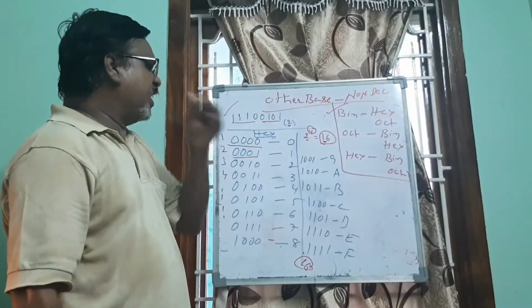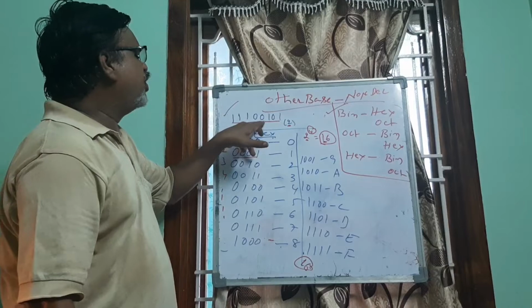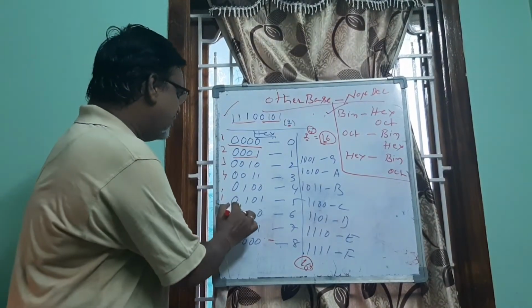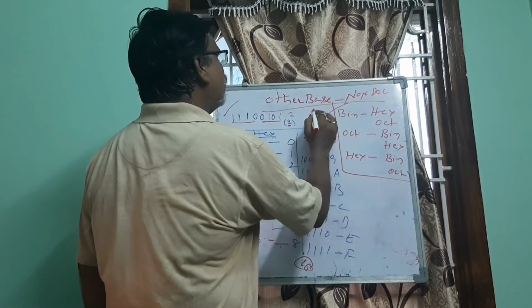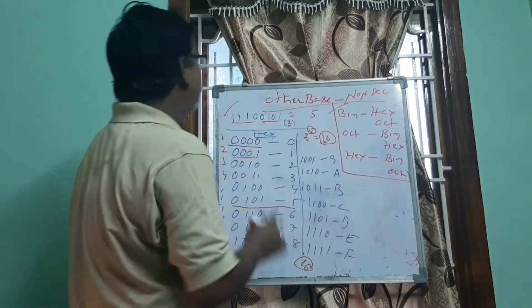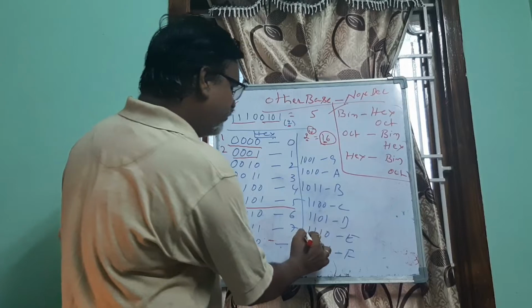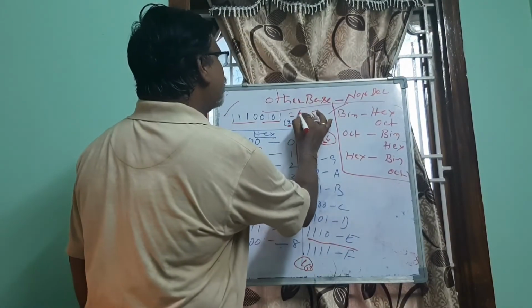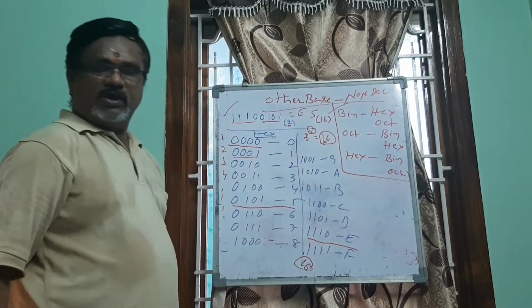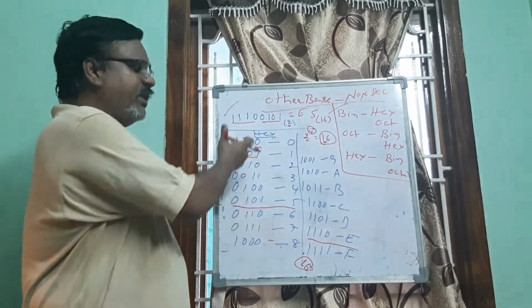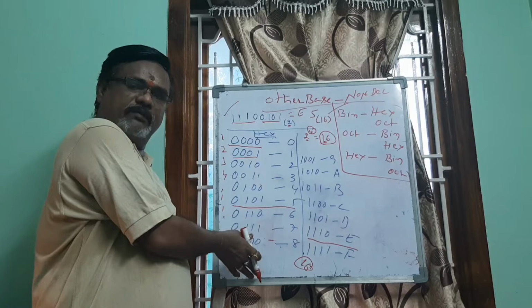So you look into the table. 0101, where is 0101? 0101 is 5. Then 1110 is E. So it is E base 16. So E5 base 16. It is very simple once you remember this table.